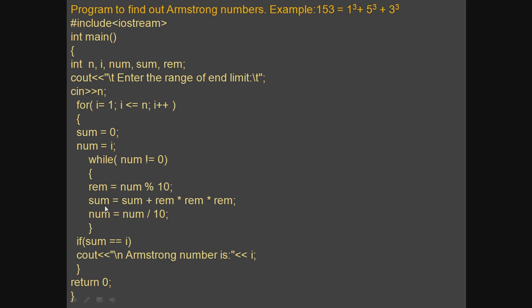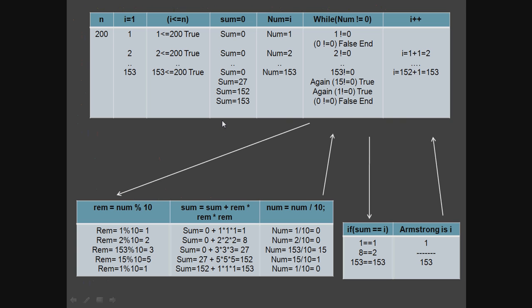Sum will be, now it is 0, so sum will be 0 plus 1 into 1 into 1, which is 1. As long as this while test condition is true, sum will retain that previous value, and num will also retain the previous value. Once this while loop turns false, it will execute this if sum equals I, which is in the for loop, and then sum will again be assigned the value 0. Based on that, I have made this dry run method for you to understand. So go through this dry run method nicely.